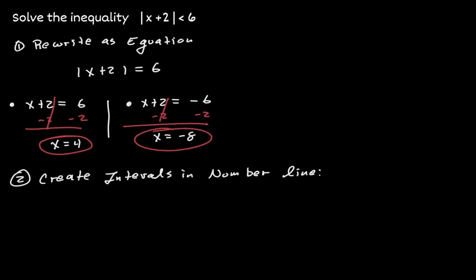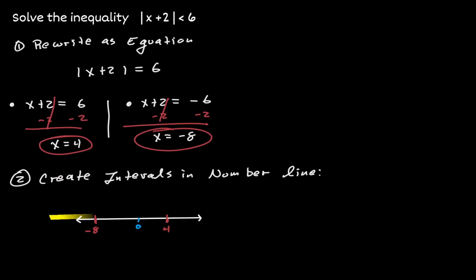So let's draw a number line. Let's say that in the middle we have 0. So negative 8 should be somewhere over here, and positive 4 should be somewhere over here. Notice that when we place these two values on the number line, the number line gets cut into 3 different intervals: the interval from negative infinity to negative 8, the interval from negative 8 to positive 4, and the interval from 4 to positive infinity.